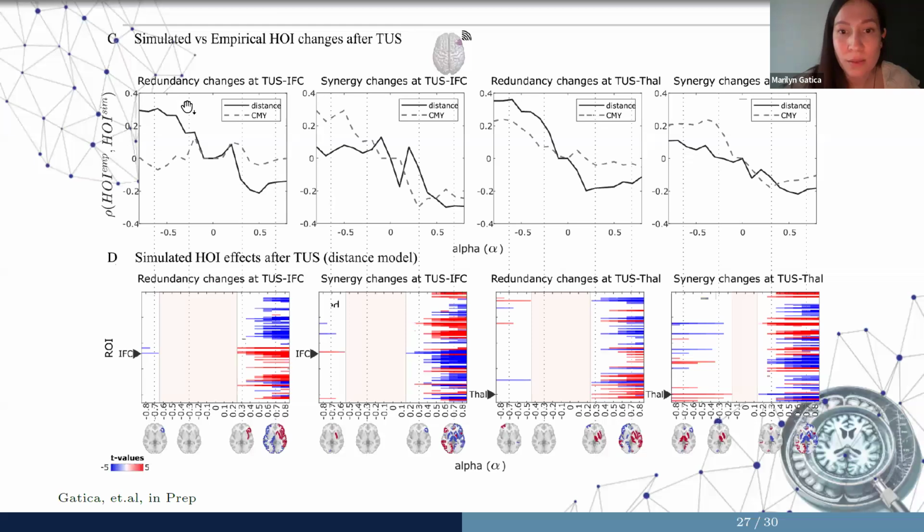I think I have some question in the chat. Yeah, Bunmi was asking for clarity on what redundancy is. You provided a brief introduction at the beginning, but could you give us a refresher on the distinction between redundant versus synergistic information?